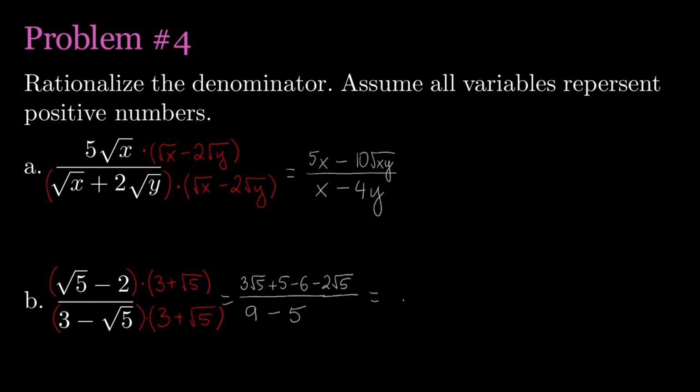Then in the denominator, we simply get 4, while in the numerator we can combine the numbers together and combine the like terms with the common factor of the square root of 5. Now 3 minus 2 is 1, so we get 1 square root of 5, which is simply the square root of 5, and then 5 minus 6 is negative 1, so it will be minus 1, and that's going to be it here.